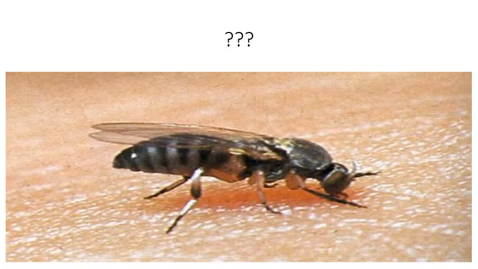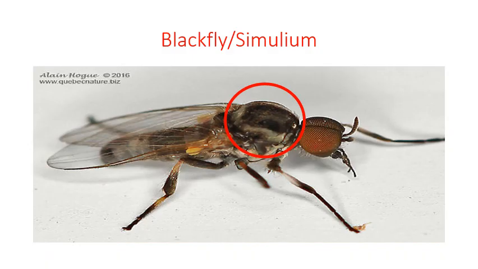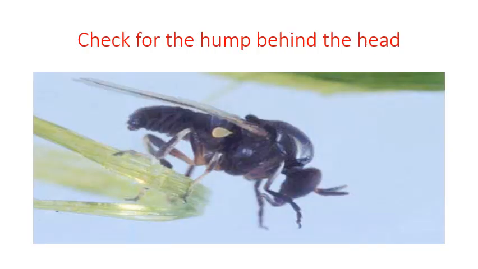So take a look at this fly. Can you identify what is this? Okay, clue. This is the vector of Onchocerca volvulus, and it is named after its color. Okay, so this is the black fly or the Simulium fly. And this Simulium fly is easily identified by the presence of the hump on its back. So check the hump behind the head. So that's one of the distinguishing features of a black fly aside from its color.